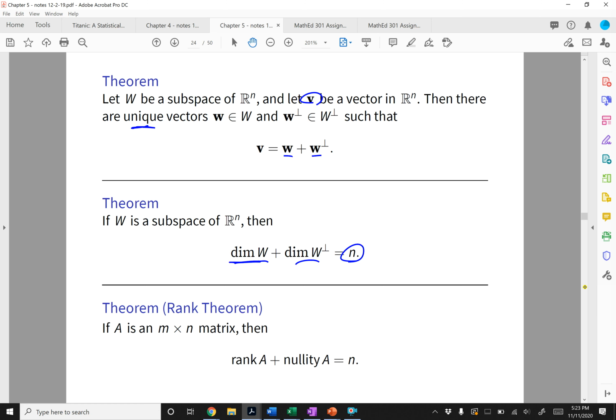And this is one we've seen before, the rank theorem. The rank of A plus the nullity of A is n, and this is connected to this one here. The rank is going to be the dimension of W, and the nullity is the dimension of your null space, and the null space is the orthogonal complement of the row space of A, and the row space of A is going to span the number of dimensions that's equal to the rank. So that's where that connection is.